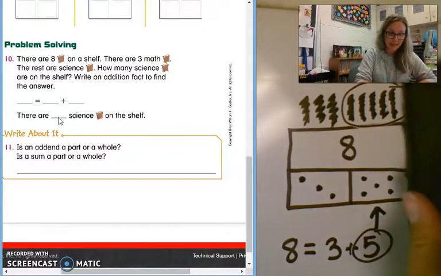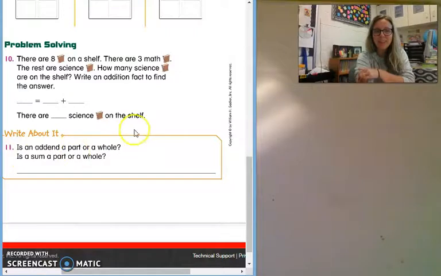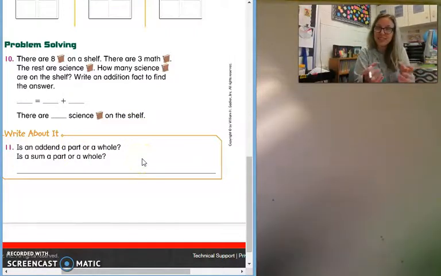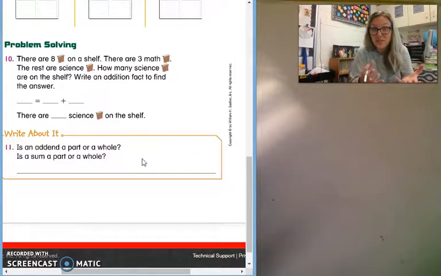All right. Down at the bottom, we'll talk about it. It says, is an addend a part or a whole? Well, the addends are the 2 numbers we bring together, so those are the parts. And then it says, is the sum a part or a whole? Well, the sum is the total, so that's a whole, okay?